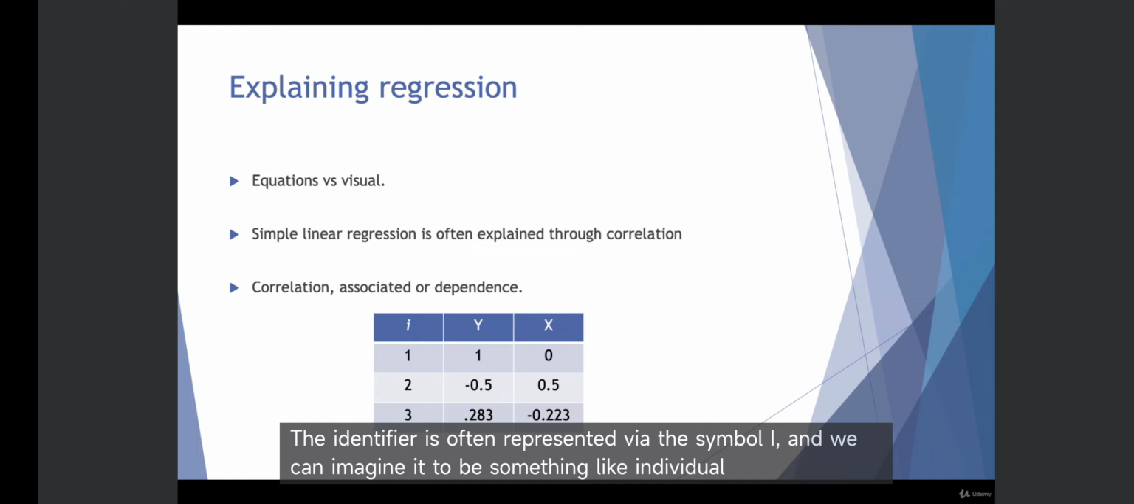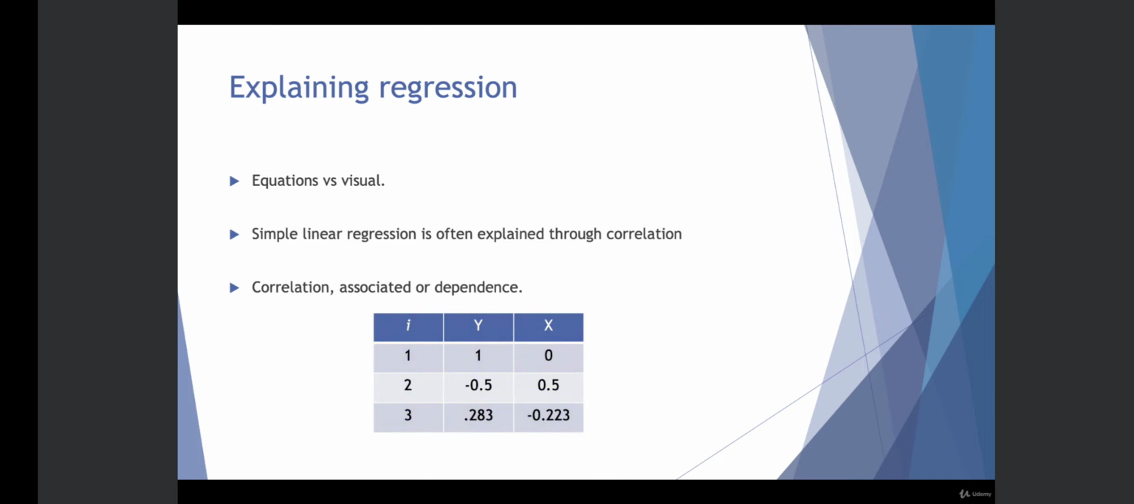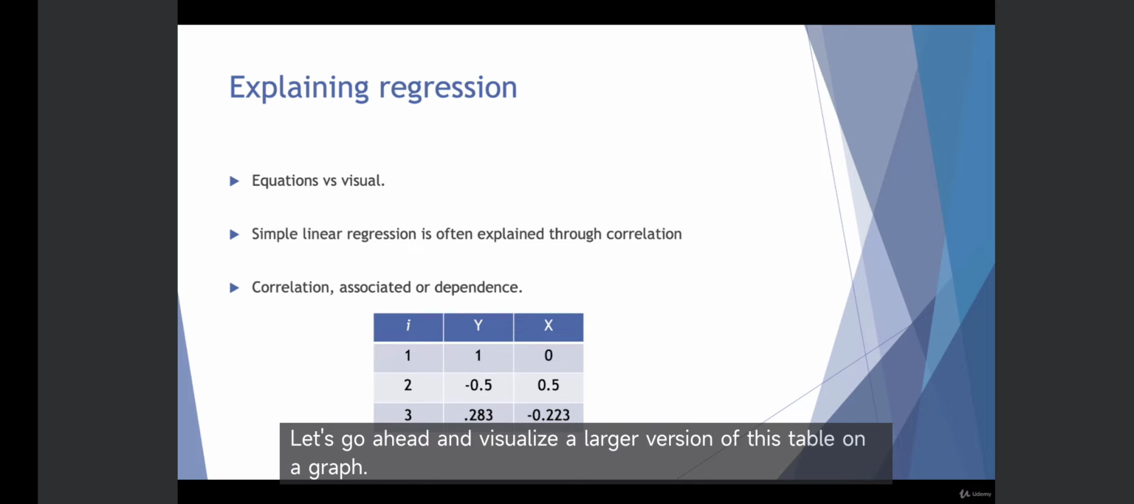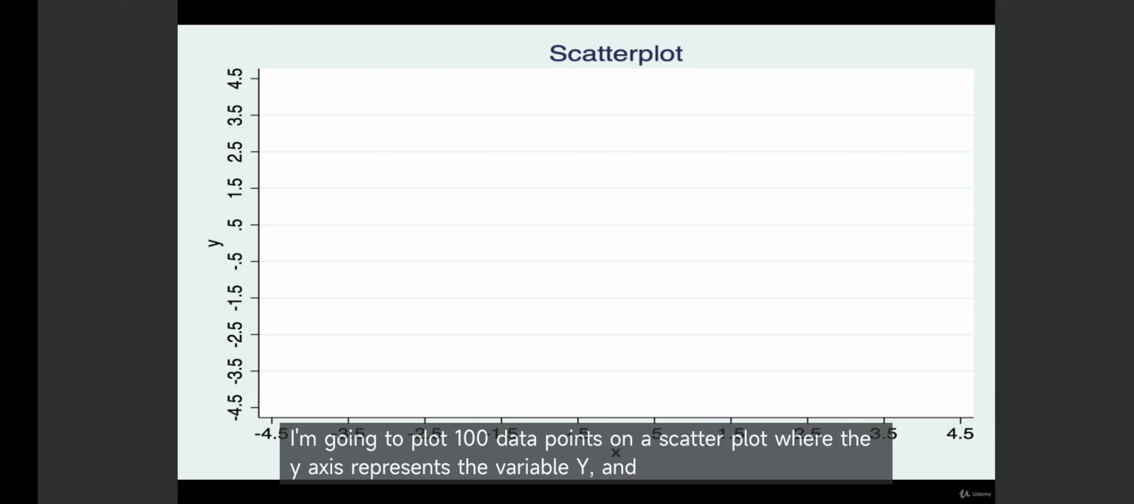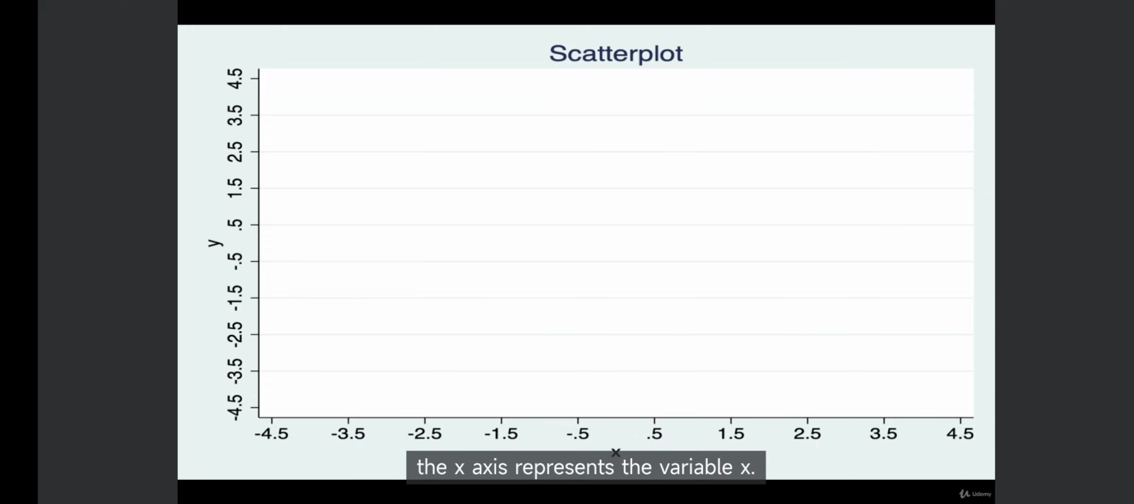The identifier is often represented via the symbol i, and we can imagine it to be something like individual people, or firms, or countries, or anything else that can connect the two variables of interest. In this little table over here, there are three identifiers, and each identifier has one value of y and one value of x. Let's go ahead and visualize a larger version of this table on a graph. I'm going to plot 100 data points on a scatter plot where the y-axis represents the variable y and the x-axis represents the variable x.